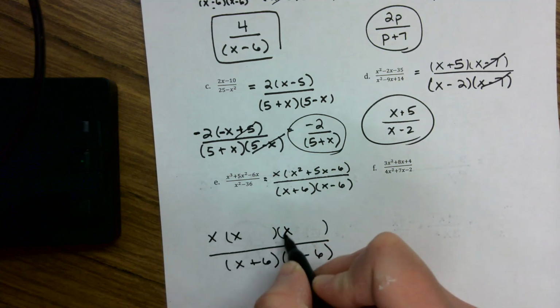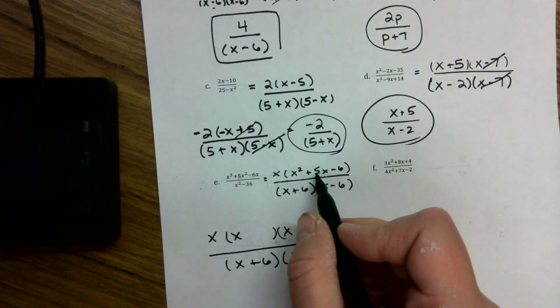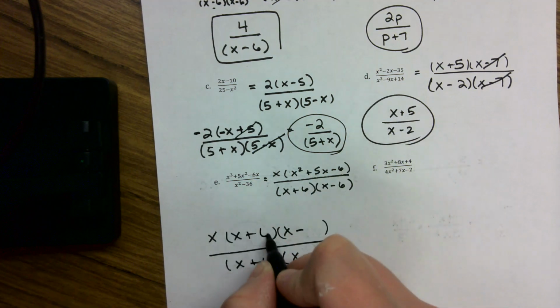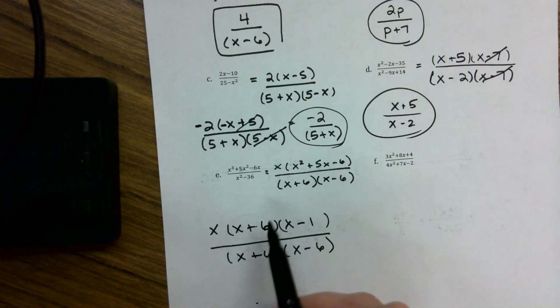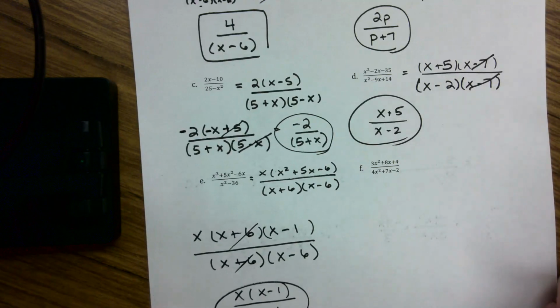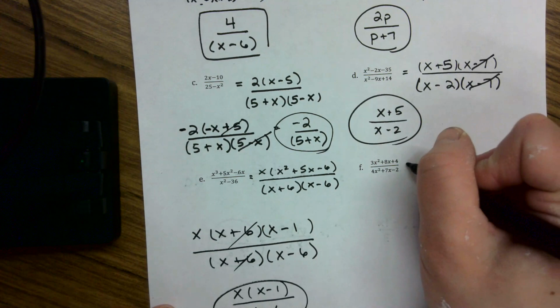Okay, factors of 6 are going to be 6 and 1 to get the 5. So one's positive, one's negative. We want the 6 to be positive, the 1 to be negative. These are going to simplify, and you're left with x minus 1 over x minus 6. Here you have to ask yourself if there's any GCFs, and there's not.